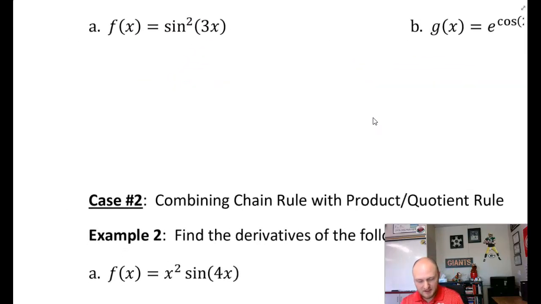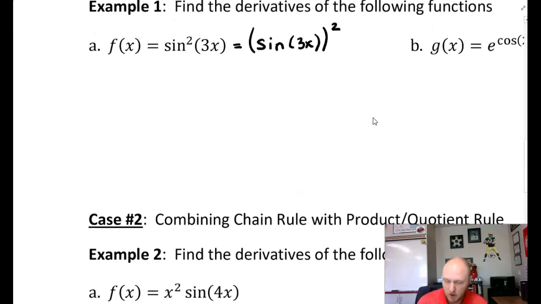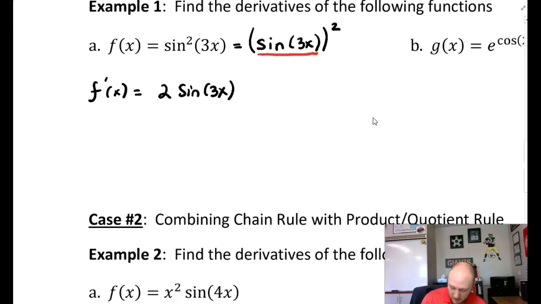Here I have f of x is equal to sine squared of 3x. And it's important to know that when you're working with sine squared functions, really it's the trig function, sine of whatever the angle is, to the power of 2. So when we differentiate here, we have the power rule first, 2 times the sine of 3x. Now I have to multiply times the derivative of the inside, the derivative of sine of 3x. Well, the derivative of sine is cosine.